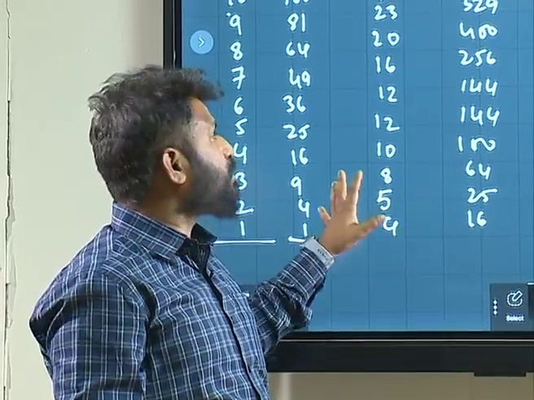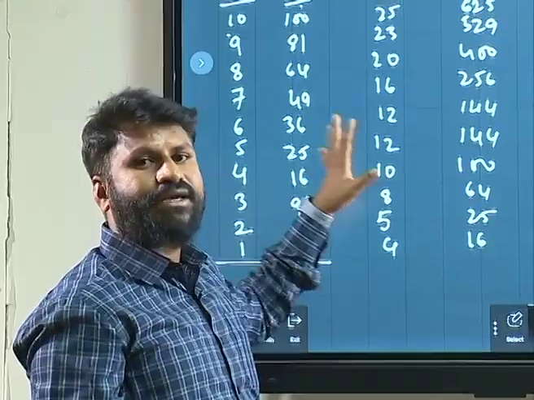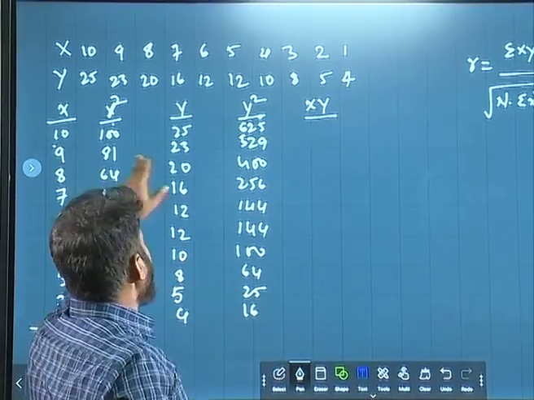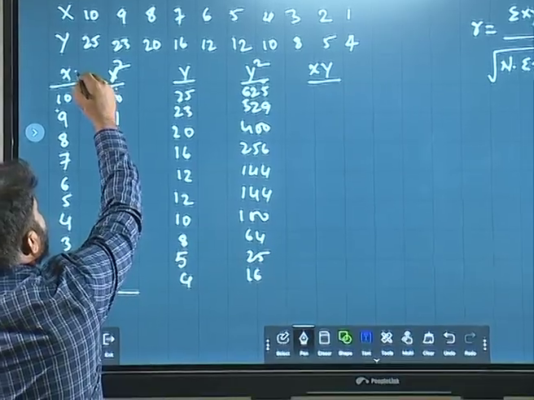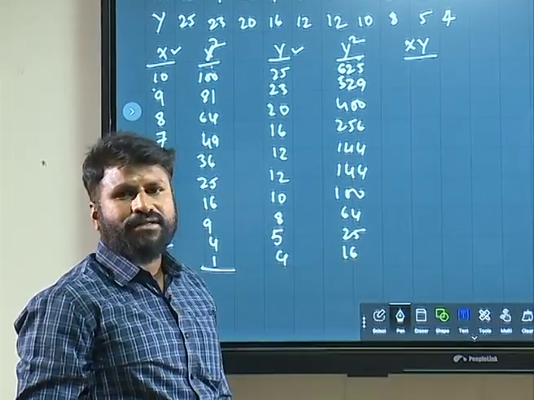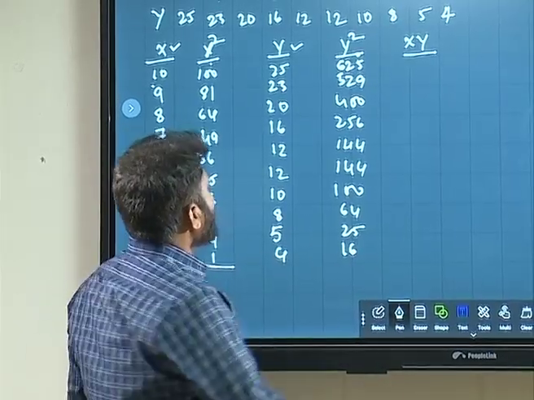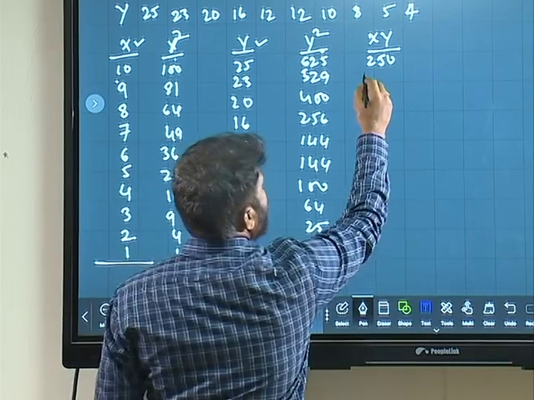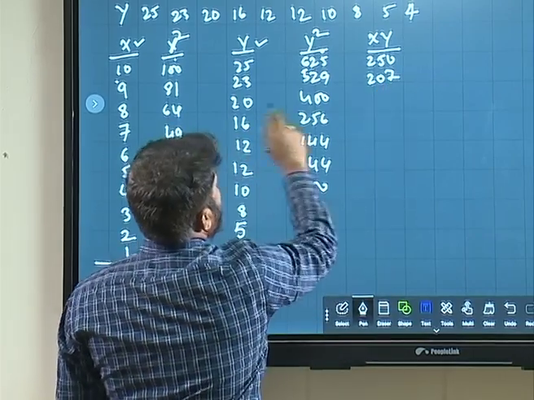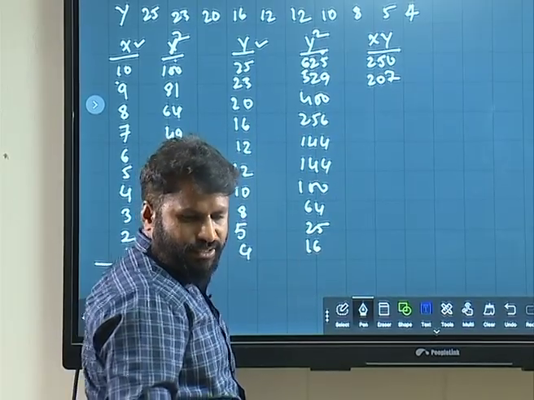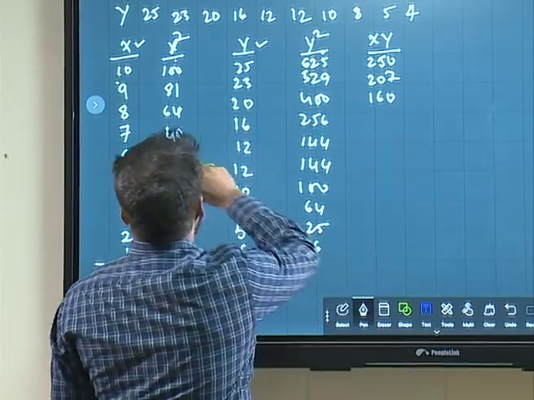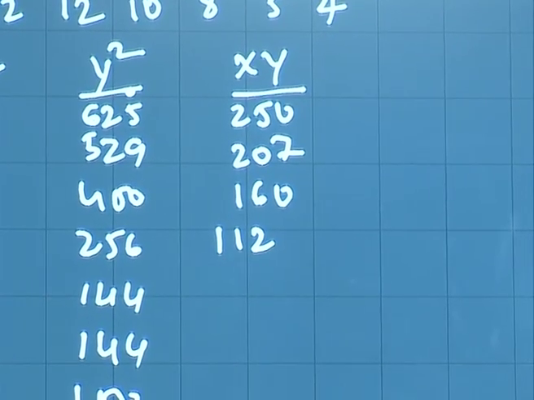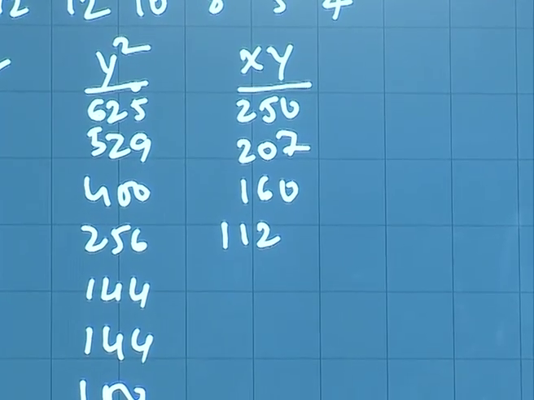After calculating X squares and Y squares, you multiply the original data, X into Y. We follow these two steps, taking the original values of X and Y and their product. That is 10 into 25, 250. And 9 into 23, that is 207. Next, 8 into 20, 160. And 7 into 16, that is 112. Next, 6 into 12, that is 72.